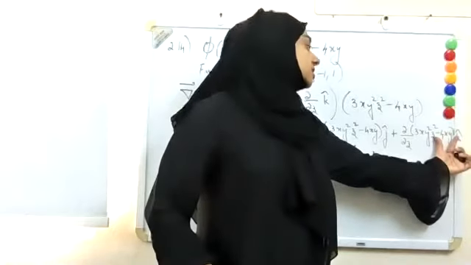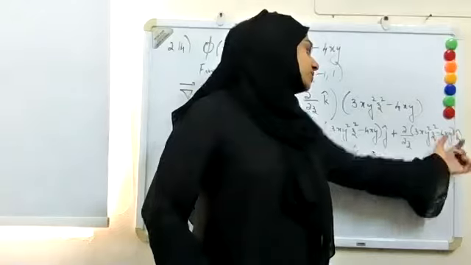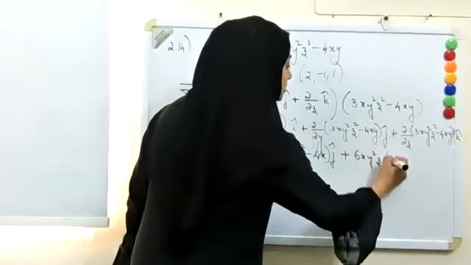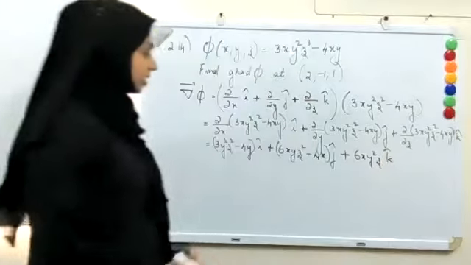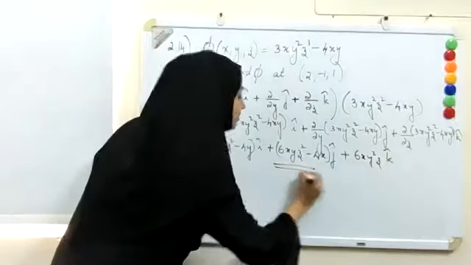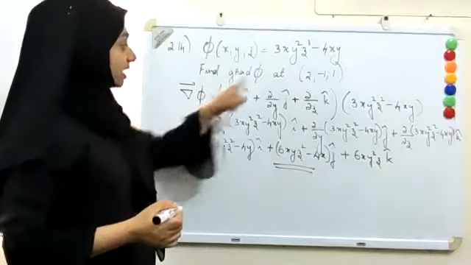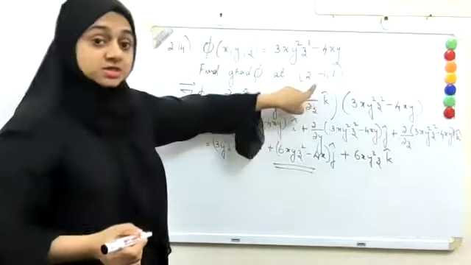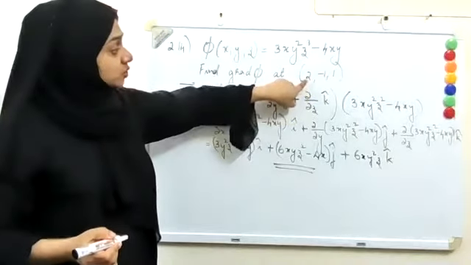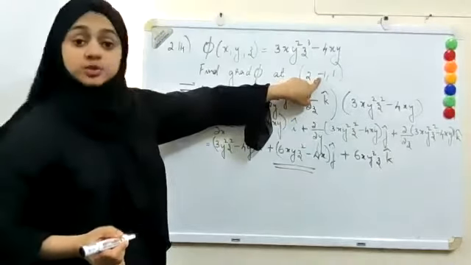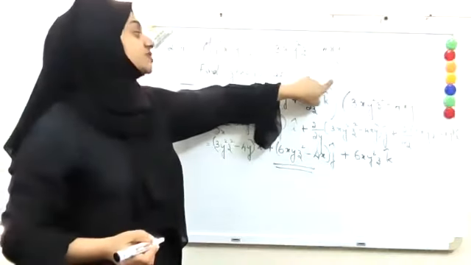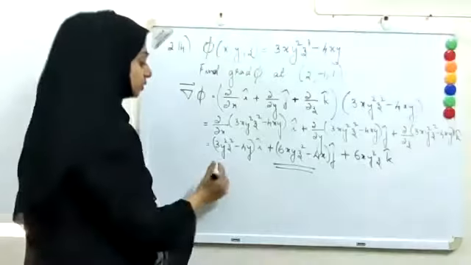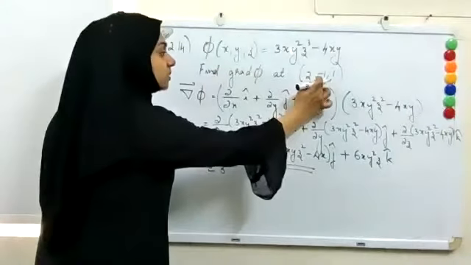So you can consider this ∂/∂z of this quantity will be 0, so I am not writing that. Plus this quantity k cap. So this is grad phi, and grad phi at (2, -1, 1) means instead of x you have to put 2, instead of y you have to put -1, and instead of z you have to put 1.